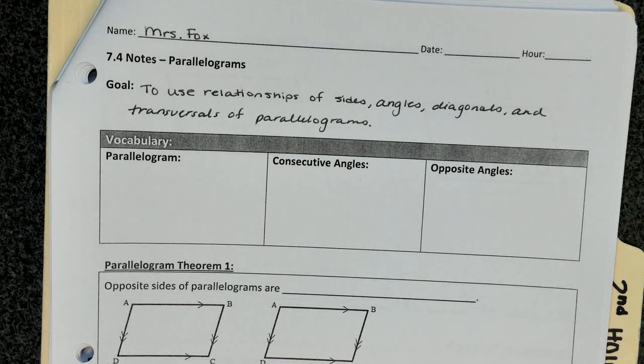Alright, so our goal today is to use relationships of sides, angles, diagonals, and transversals of parallelograms. So what we're going to be doing is finding different properties of parallelograms, meaning if it applies to a parallelogram, it also applies to everything that falls underneath a parallelogram, like a rhombus or a rectangle or a square. Though we're learning these specifically about parallelograms, they don't only apply to parallelograms because parallelograms are broken down into other types of shapes as well. But they're all types of parallelograms, which is why it applies to them.